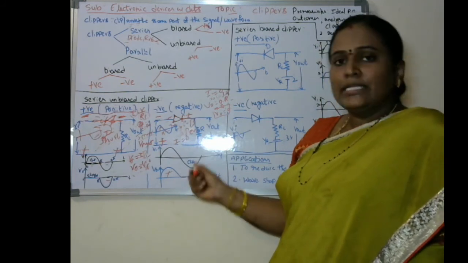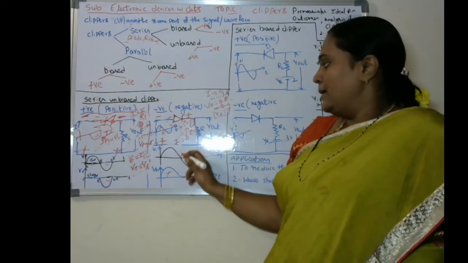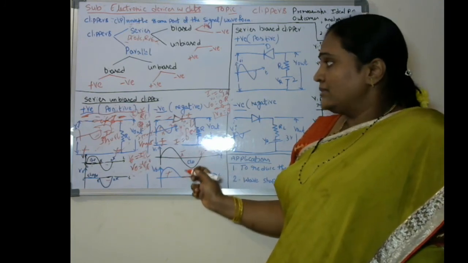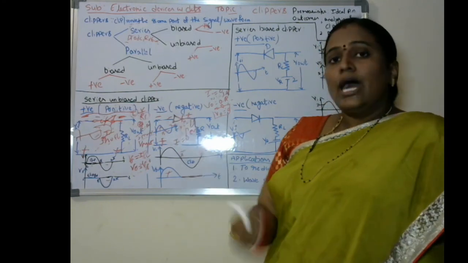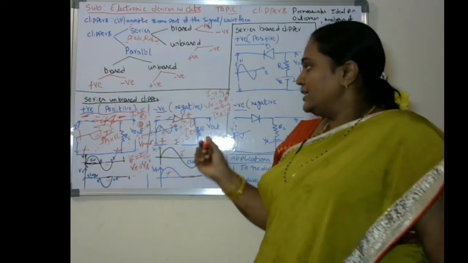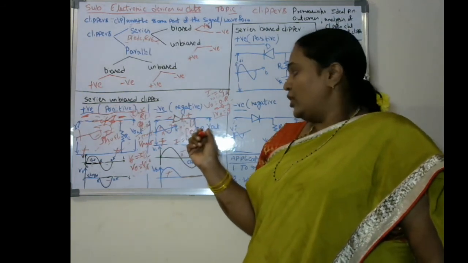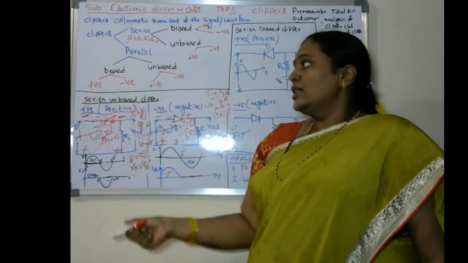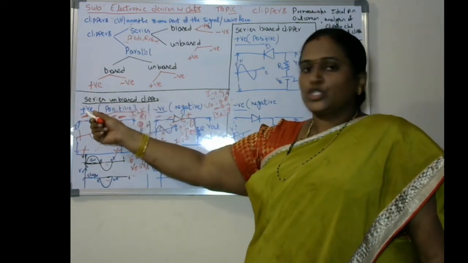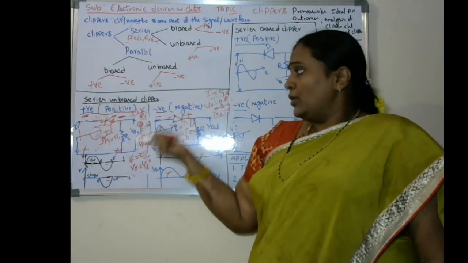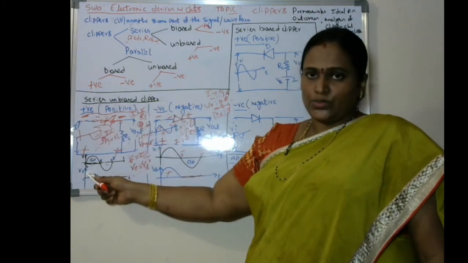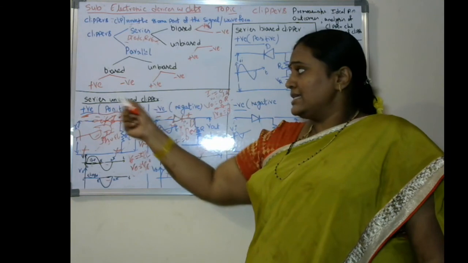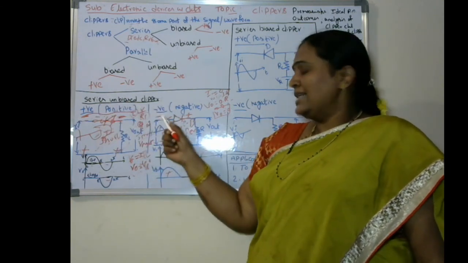So it is removing the negative cycle of the signal, from pi to 2 pi, and the negative signal has been clipped off. So that's why the circuit is known as a negative clipper. How have we connected the diode? We have connected the diode in series with respect to the reference of output voltage measurement. We are not using any reference voltage, so it is unbiased. So series unbiased clippers, one is a positive one and one is a negative one. The positive one clips the positive signal, and the negative one clips the negative signal. They are called series unbiased positive clipper and series unbiased negative clipper.